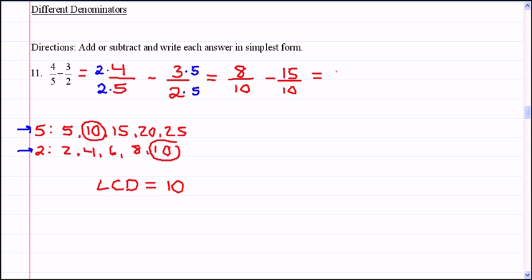And now it's the same as the first 10 problems. I can now write this as 1 fraction over 10. 8 minus 15 is negative 7 over 10.